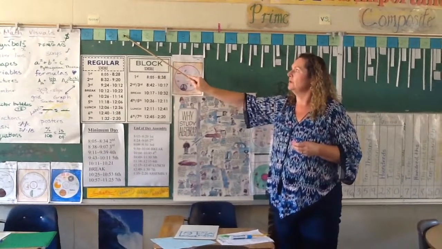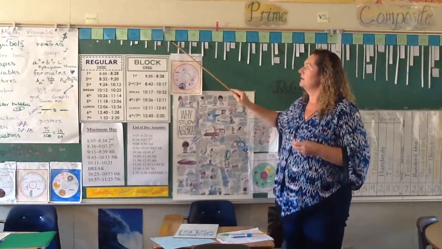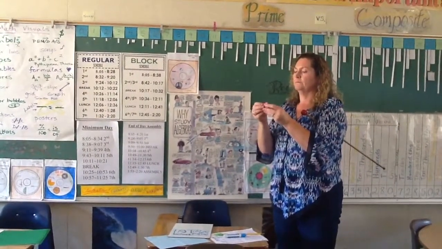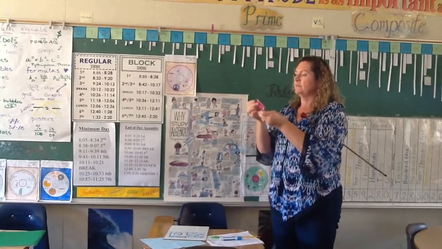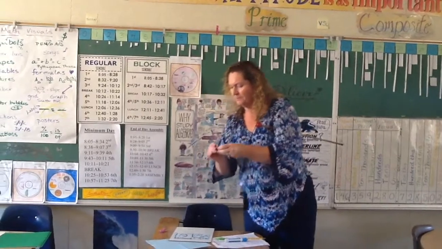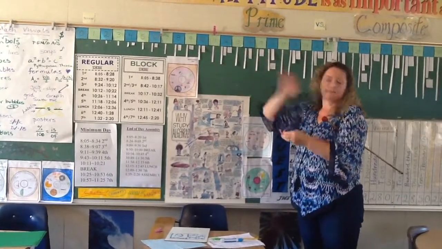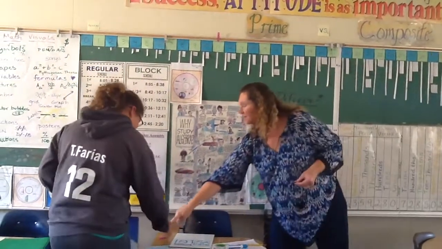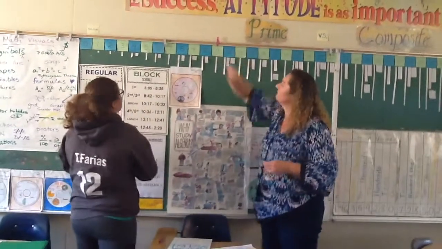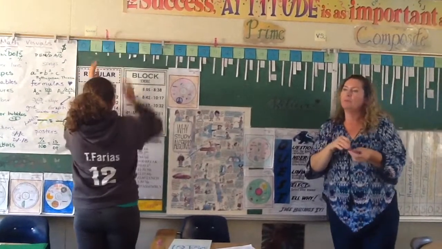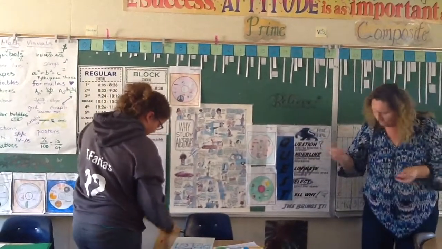2, 3, 5, 7, 11. So I need somebody to put on 2, 3, 5. Okay, Tiffany, come on up. So Tiffany's going to put up the 2, 3, 5s. Now, we've got 11. Please tell me, where are the next primes? So 2, 3, 5, go ahead and use those stickers, and you're going to stick it up just like that. Okay. Tell me, where else should I put a prime?